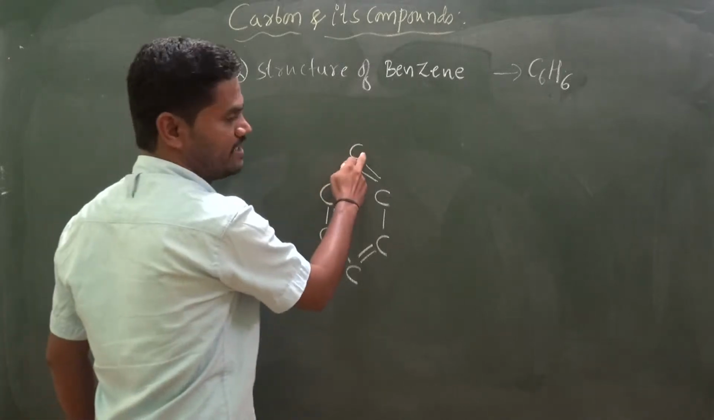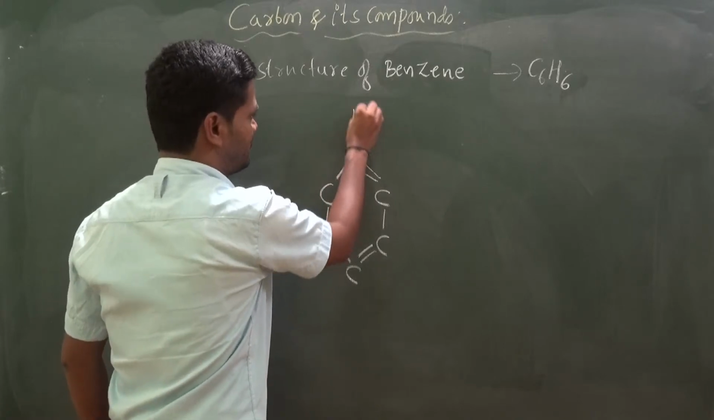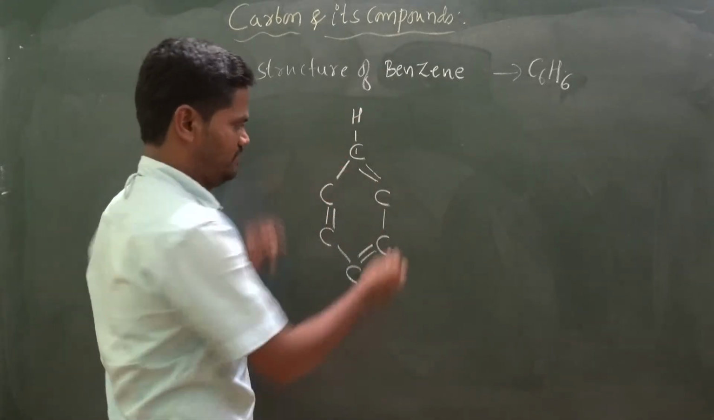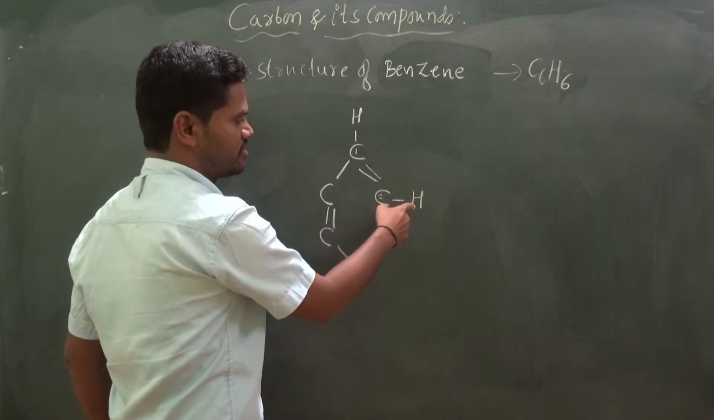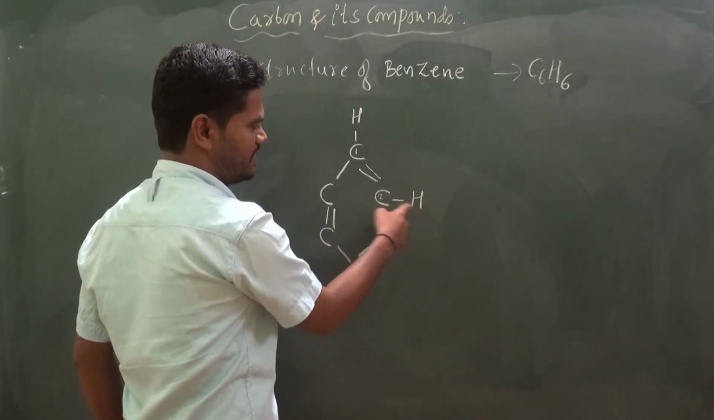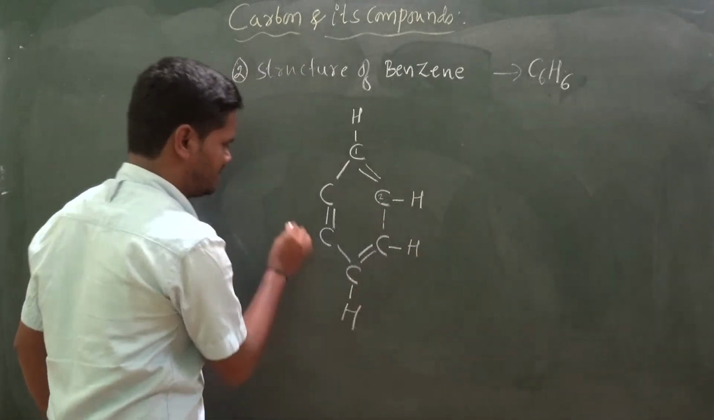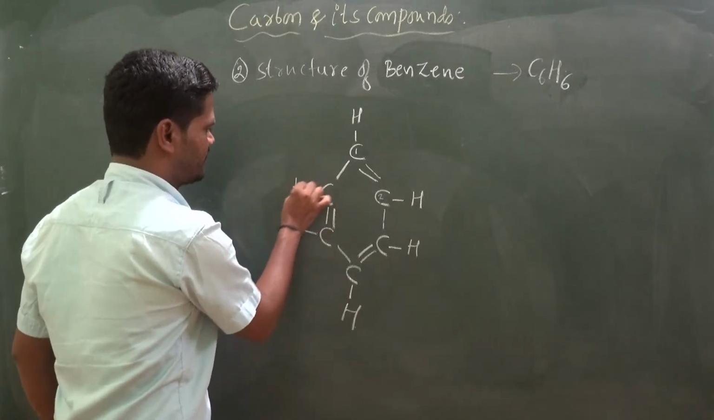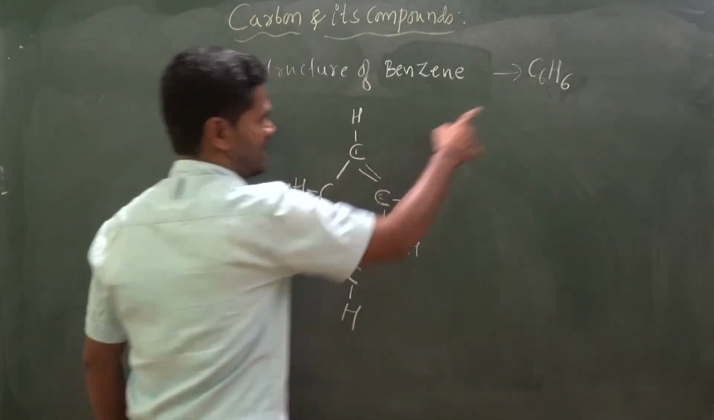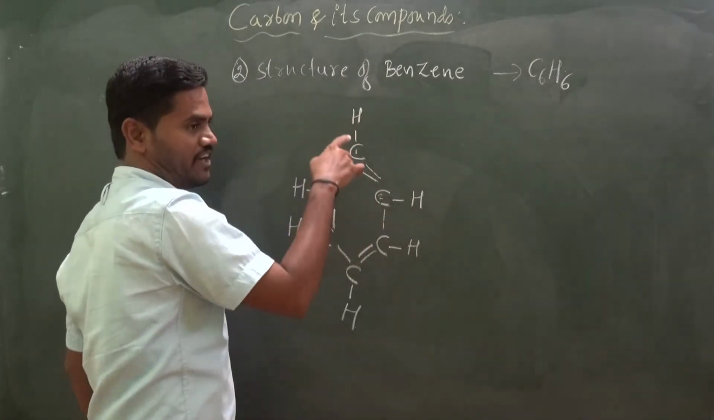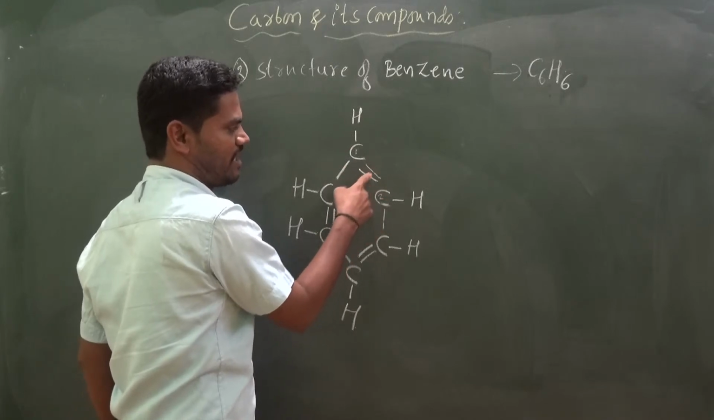Already for the first carbon, 3 bonds are over, so it makes a covalent bond with only one hydrogen. Next, for the second carbon also, 3 bonds are already over, so I am left with one bond, the carbon-hydrogen bond with another hydrogen. Another hydrogen here, and another hydrogen here. So here 1, 2, 3, 4, 5, 6 carbons are there, and you have to satisfy each carbon. Between the first carbon and the second carbon, there is already a double bond.